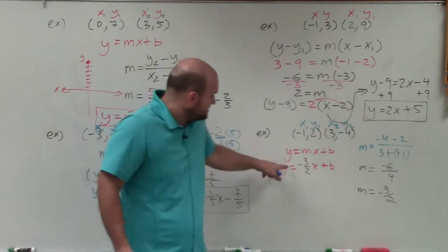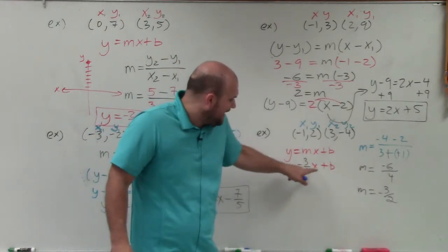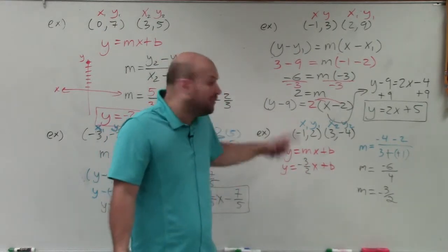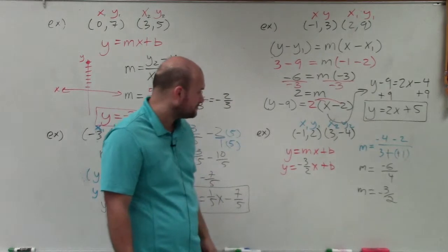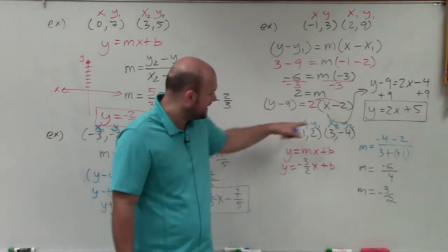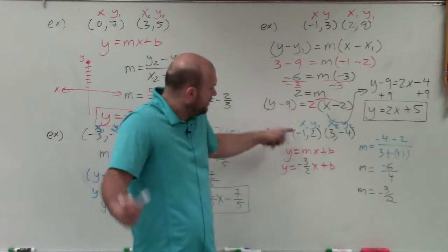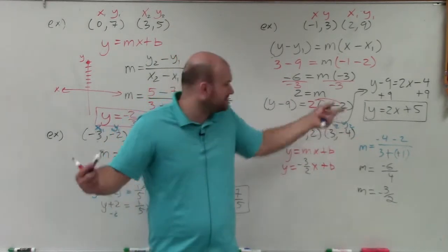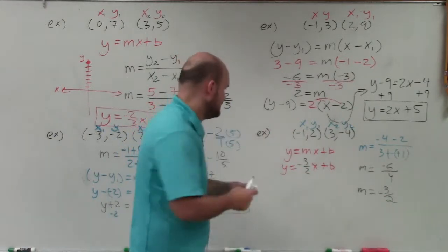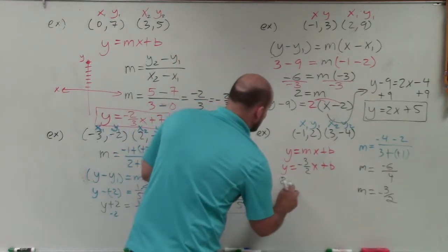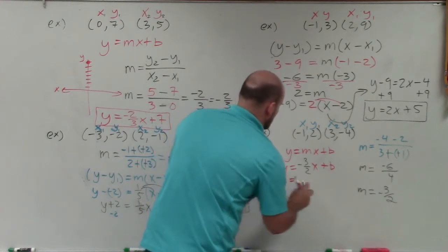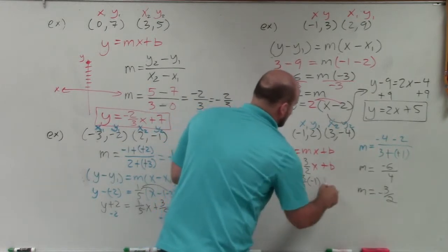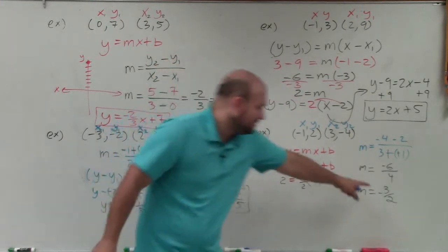The other way to do that is to say, well, if I need to find b, I can find b if I know what an x and a y are. Well, I actually have 2 points I could plug in for x and y. It doesn't really matter which; let's go ahead and use x1, y1. So if I plug those in, I get 2 equals negative 3/2 times x, which would be negative 1, and then plus b. So now you can see I know what my slope is.